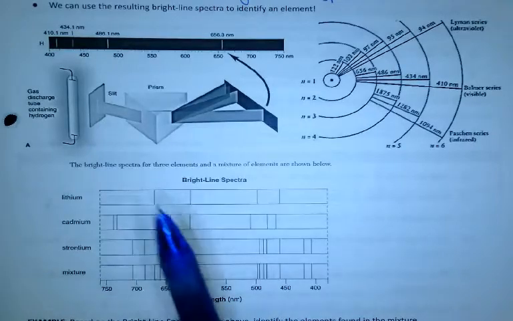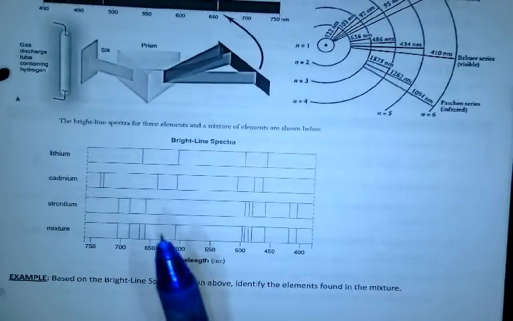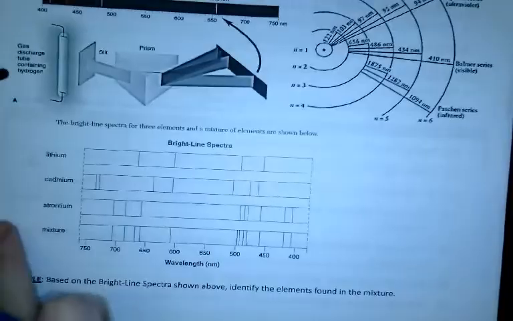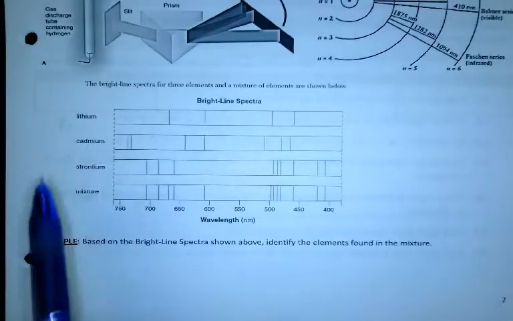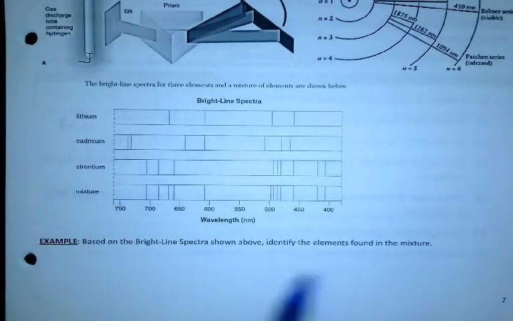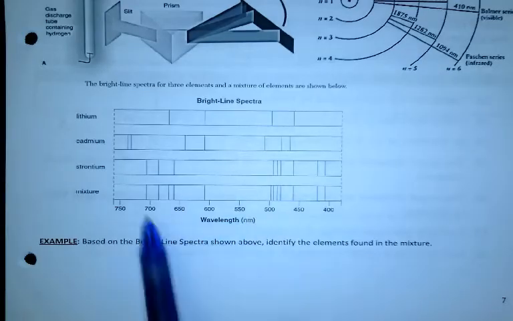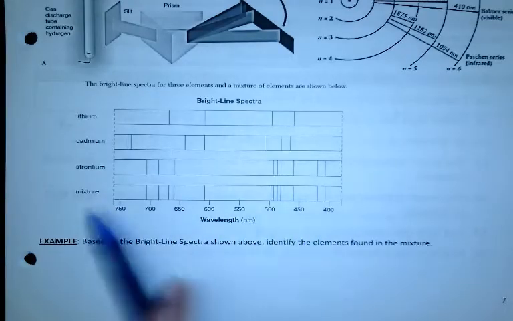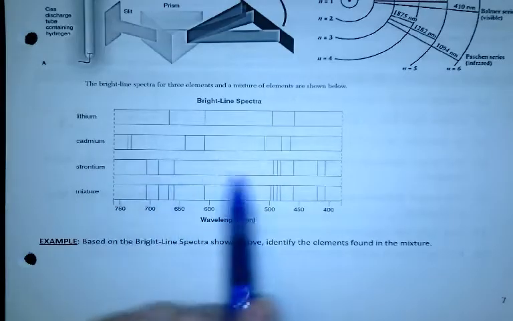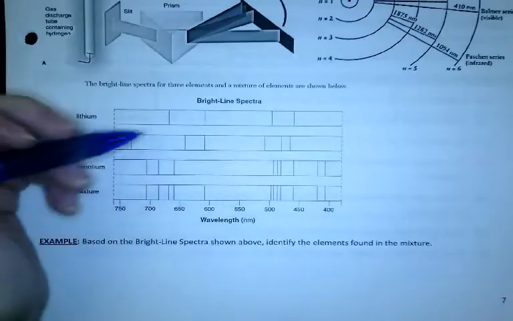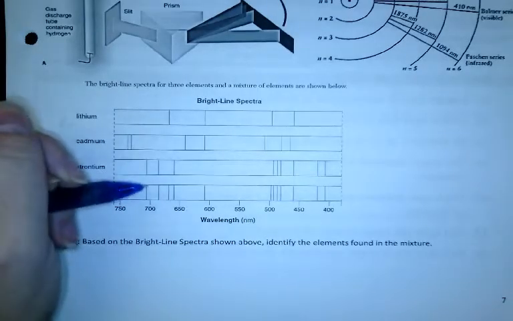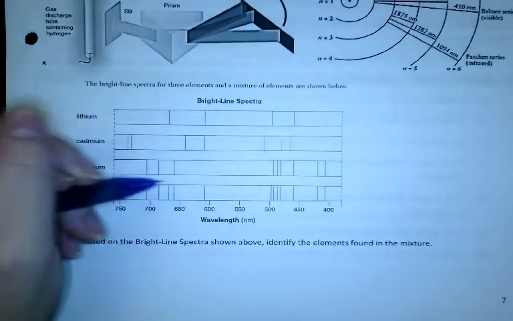And down here, we have an example of light spectra. We have lithium, cadmium, strontium, and a mixture of these. It says, based on the bright line spectra above, identify the elements found in the mixture. So this is a mixture of different elements, and we are going to compare them to the light spectra of the first 3.